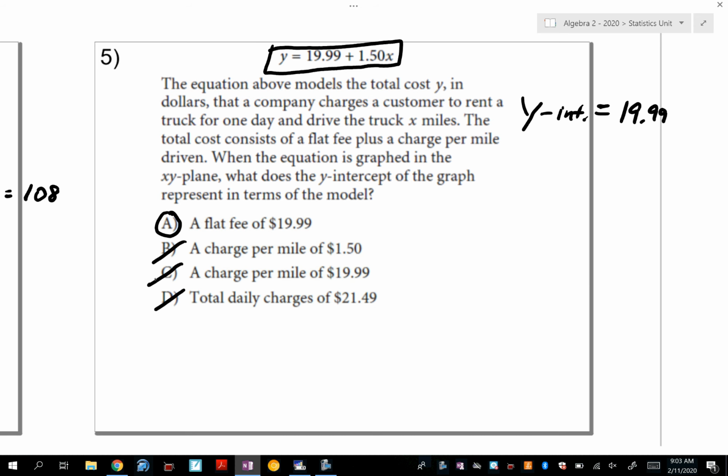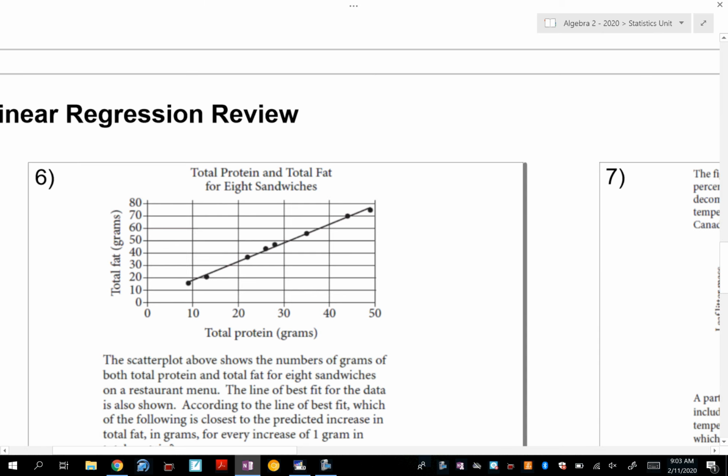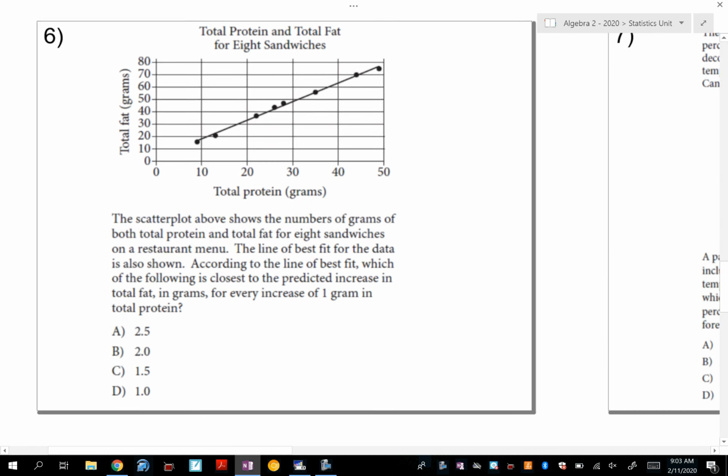That $1.50 in the slope is how much you're going to have to pay per mile that you drive the truck. All right, so 5 is A. All right, let's flip it over to 6.